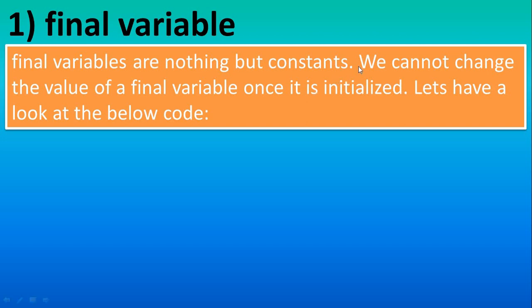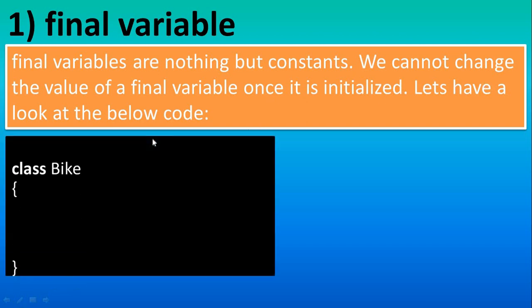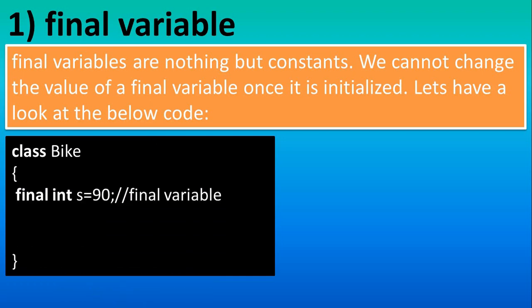Final variables are nothing but constants. We cannot change the value. Let's have a look at the below code. So suppose we have a class, and in this class suppose we have final variable s. Then it will be treated as a constant value. In Java, when you want to keep the value constant, you can use the final keyword before the declaration. So here s will become a final variable, and it starts with the final, and then as it is we do the declaration of variable with the value.